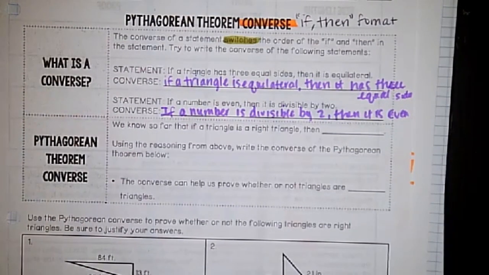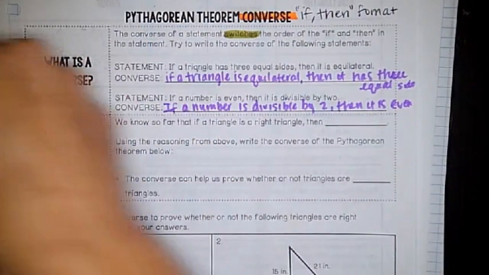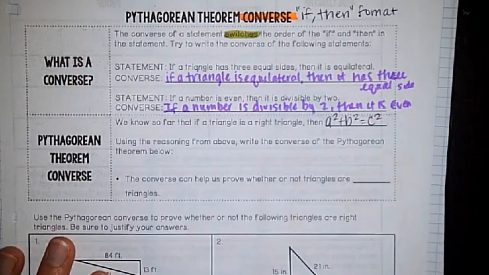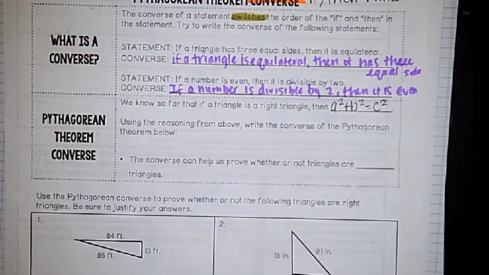Are you sure? Okay. So we know so far that if a triangle is a right triangle, what can we use? The Pythagorean theorem. What does the Pythagorean theorem state? A squared plus B squared equals C squared. We know that if we have a right triangle, then we can use A squared plus B squared equals C squared in order to figure that out. Yes? Using the reasoning from above, our converse.